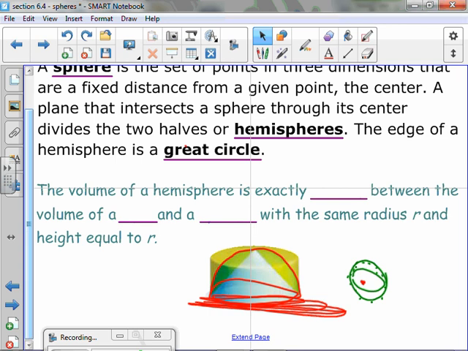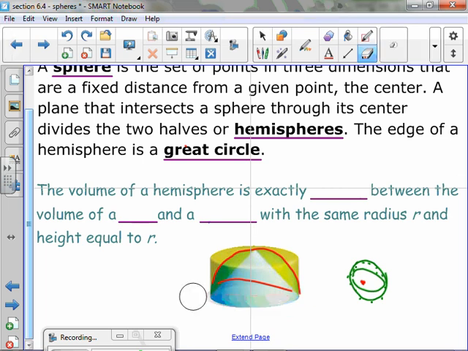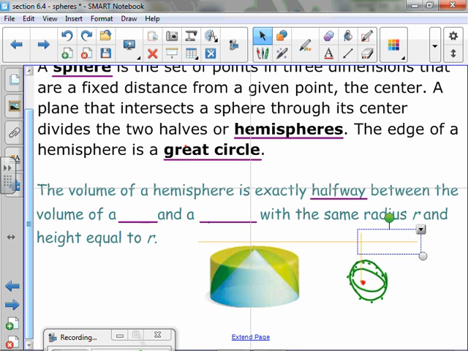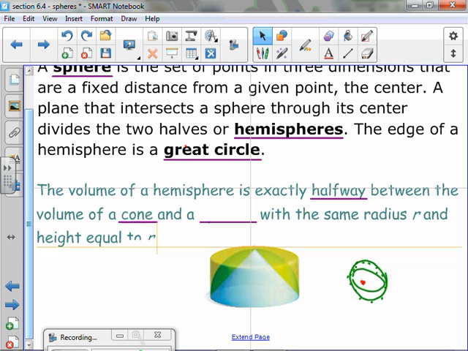Okay, and we're caring about volume and surface area. So the volume of a hemisphere is exactly, okay, I'm going to have to move this. Halfway between the volume of a cone and a volume of a cylinder with the same radius and the height that is also the same as the radius. Well, what did I just say?